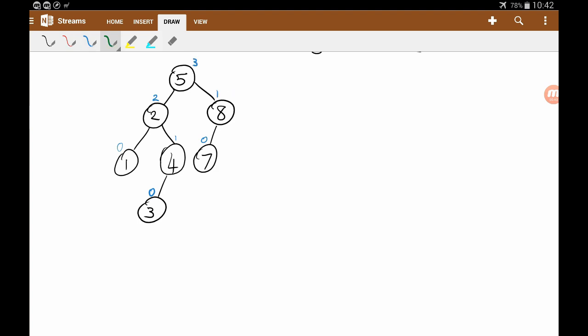If we look at the balance of all of them, we see that 1 is balanced. 3 is balanced. 4 is left heavy because the left is 1 greater than the right, but it's still okay. It still maintains the AVL property. If we look at 2, we see that it is right heavy because the right-hand child has the bigger height, but it only differs by 1, so we're still okay. 7 is balanced. 8 is left heavy. And 5 is going to be left heavy as well. But in all of these cases, the difference is always 1, 0, or minus 1. So the AVL property holds and we're fine.